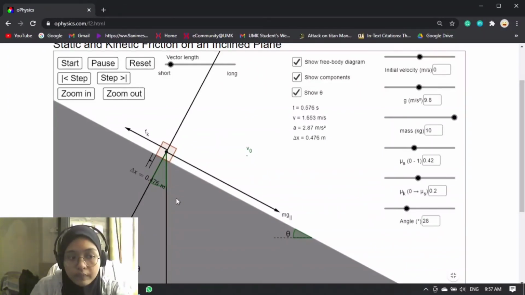To conclude here, the lower the coefficient of static friction, the more likely the block will start moving, and also the larger the angle, the more likely the block will start moving.